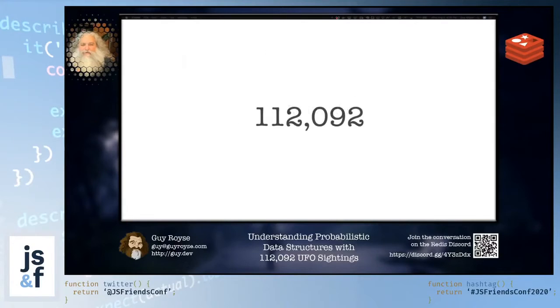112,092. So this is a fun number. This is a big number. This is actually a surprisingly big number. This is the number of UFO sightings that I have to work with in my sample data. And this is the number of UFO sightings that was produced by the National UFO Research Center for, I think, just North America. It could just be for the U.S. It is the national one, so it's probably just for the U.S. 112,092, and this is over the course of from like 1950 on. So that's a lot of UFO sightings. And that's the data we have.